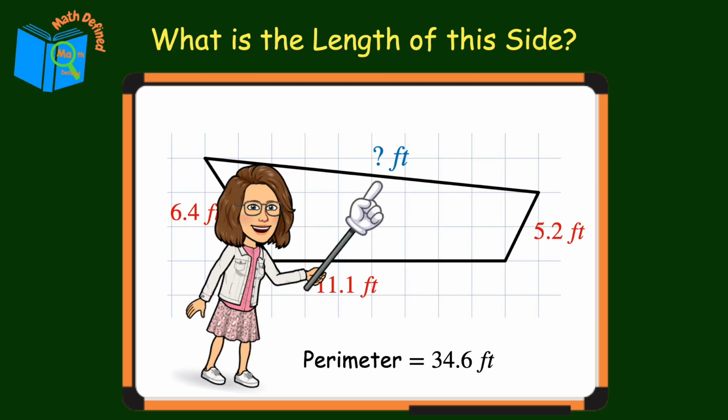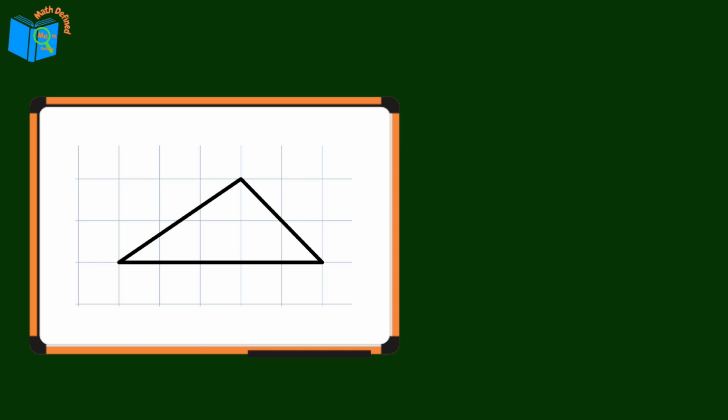Today's challenge is to find the unknown side lengths of geometric figures using one-step equations. Let's get into it. Here's our first shape, a triangle. Two of its sides are 3 centimeters and 5 centimeters, and we need to find the length of the third side. Let's use the variable x to represent the length of the third side.